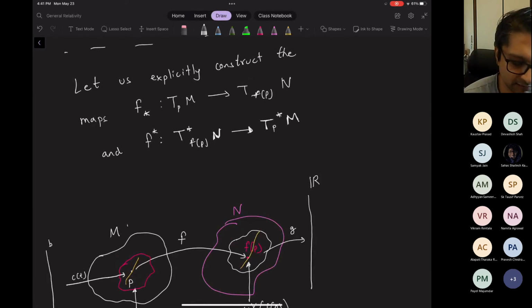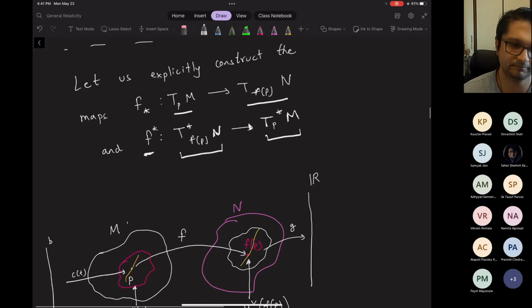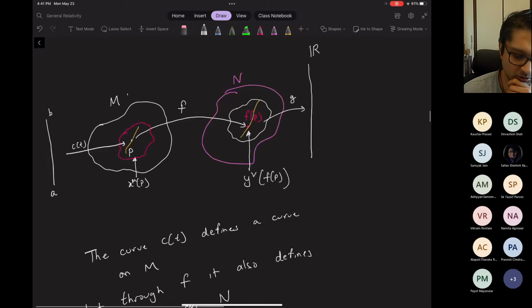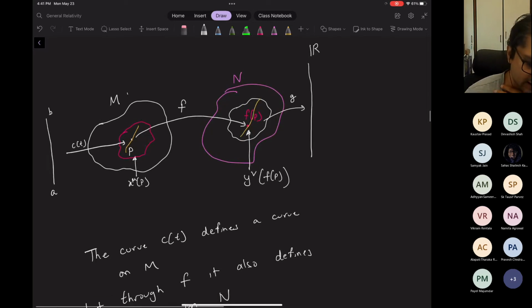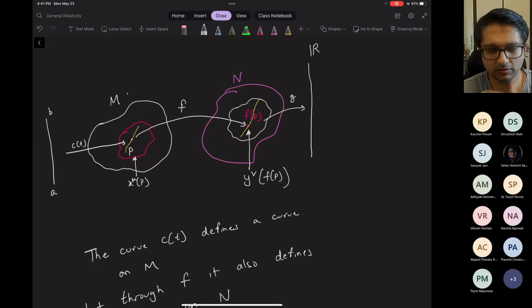That is, we'll construct this differential map from T_P of M to T_F(P) of N, and we'll construct this other map F star, the pullback map from the dual vector space at F of P to the dual vector space at P. So here's the idea. Again, to define vectors, we had to think about curves. So let's think about curves.